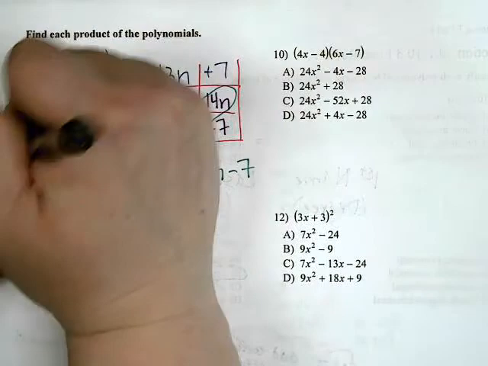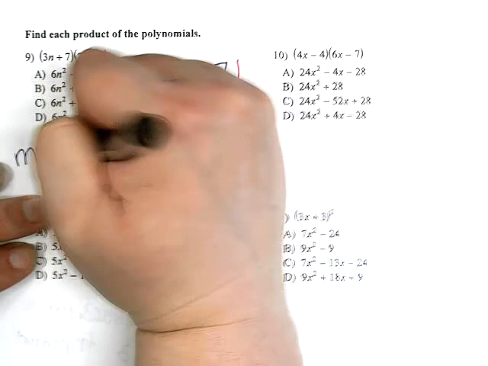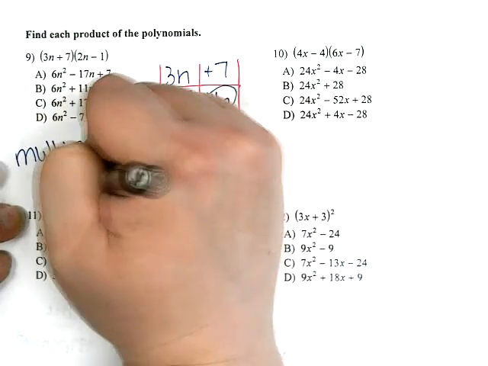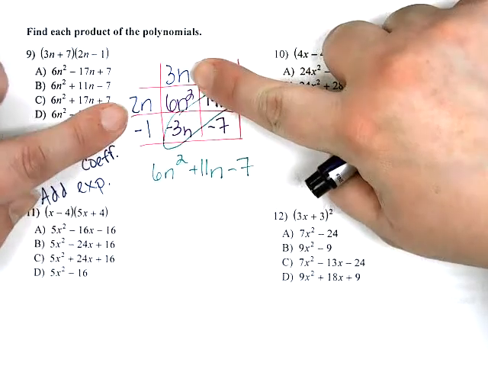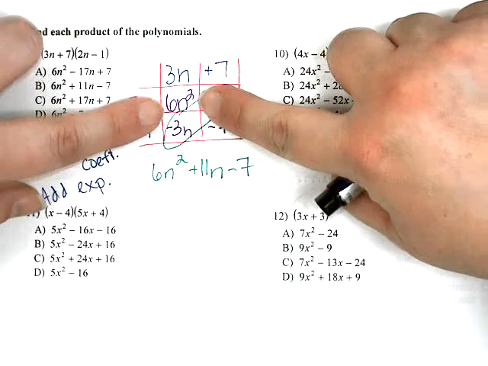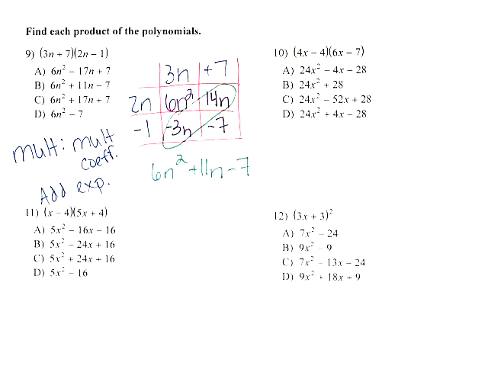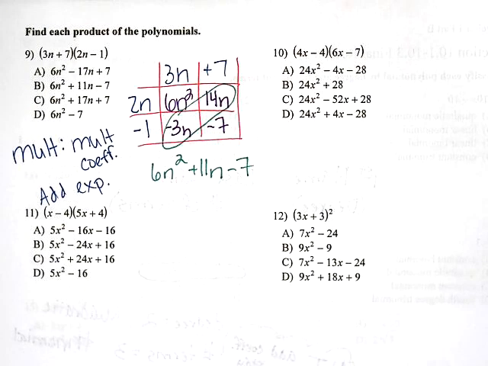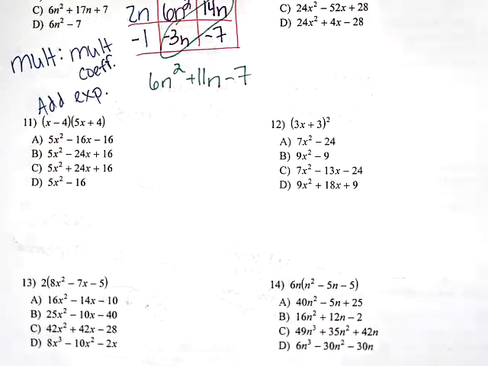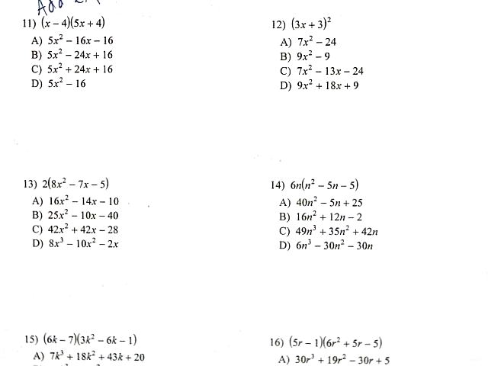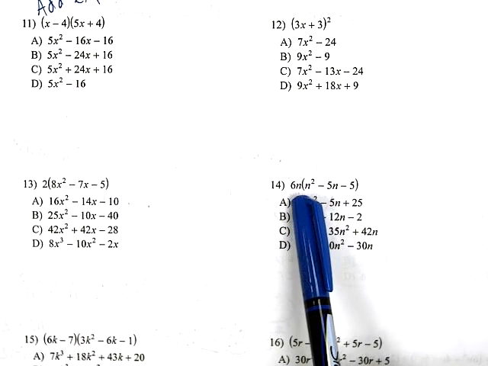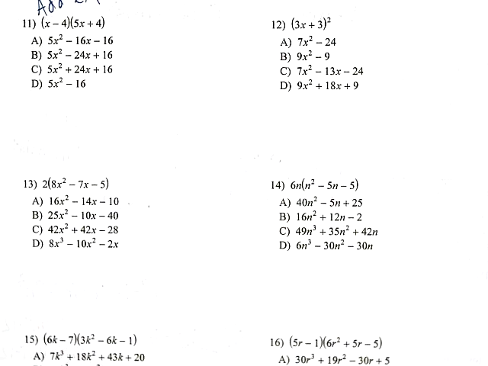All right, so when we multiply, we're going to multiply coefficients, and we're going to add exponents. That's why 3n times 2n is 6n squared. Okay? If you do it the other way, if you do it by just distributing, that's totally fine. However you need to do it is fine. Numbers 13 and 14, you don't need a box at all, because you're just going to distribute. It's a monomial times a trinomial, so you just have to distribute it inside. You guys have done that before.